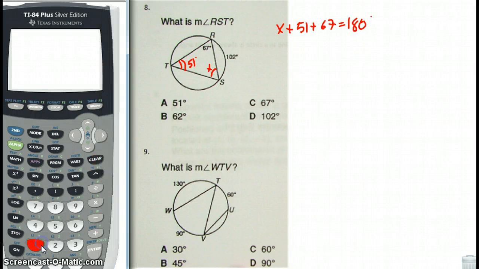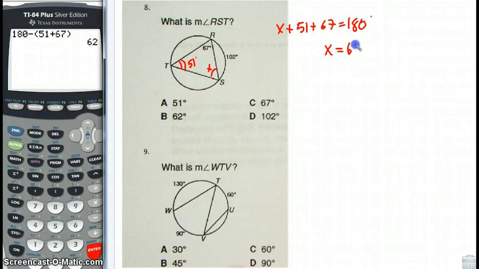So I'm going to do 180 minus 51 plus 67, and get my answer is 62. So x equals 62. And that's going to be letter B. I'm just going to always check my answers, make sure I don't tell you misinformation here. Let's go down and talk about number 9 now.